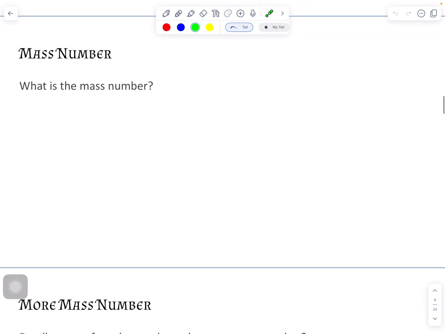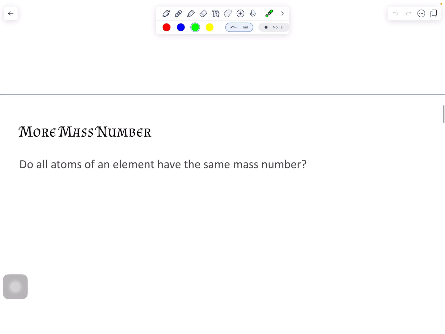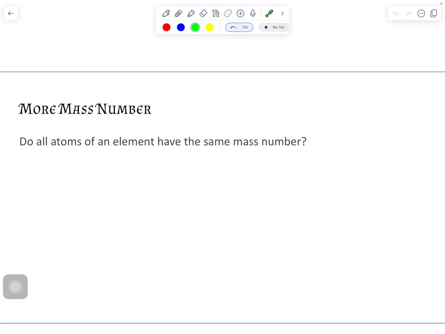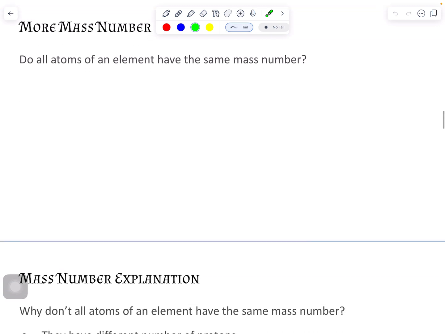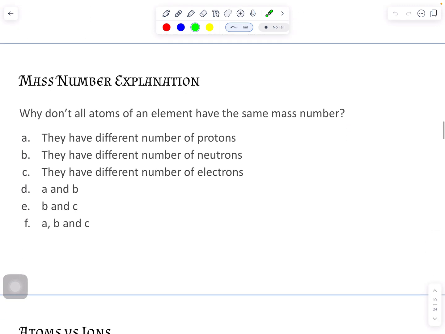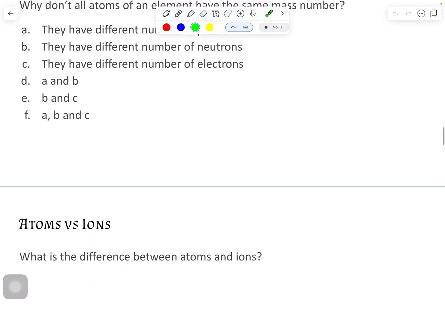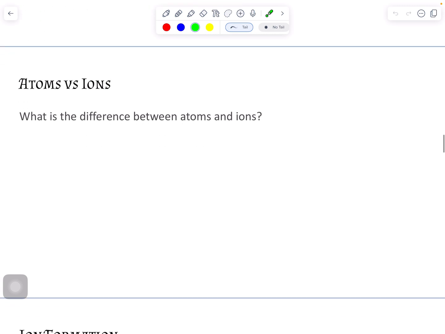Okay, so I want you to tell me, what is the mass number? And I want you to answer the question, do all atoms of an element have the same mass number? So the question is, why don't all atoms of an element have the same mass number? And so these are the options. So this is from the last lesson. What is the difference between atoms and ions?